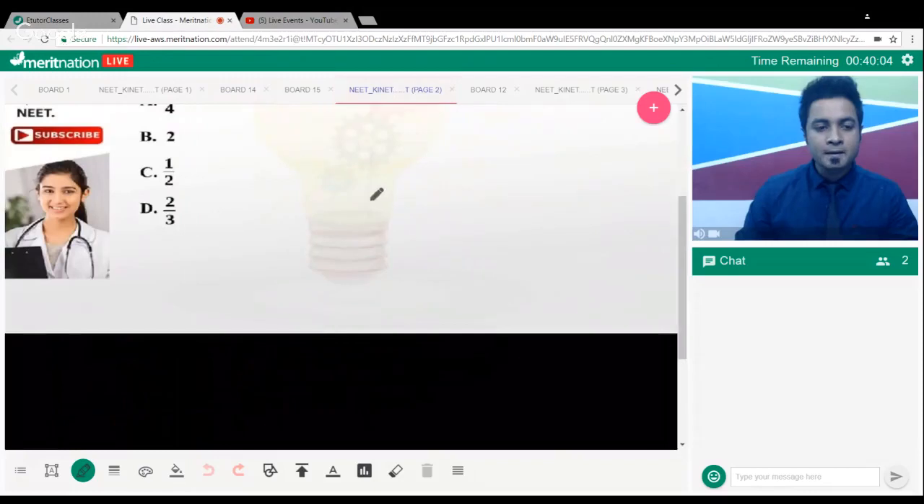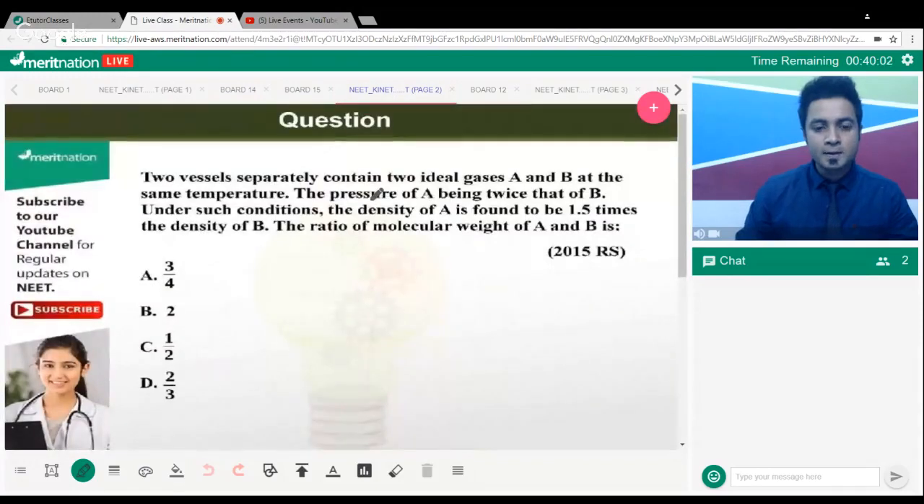I have a numerical here. Two vessels separately contain two ideal gases, A and B, at the same temperature. The pressure of A is twice that of B. Under such conditions, the density of A is found to be 1.5 times the density of B. You need to calculate the ratio of the molecular weights.